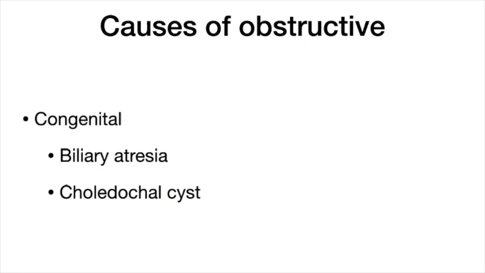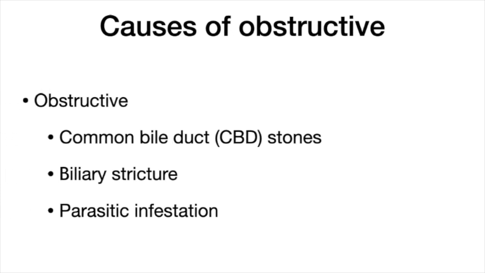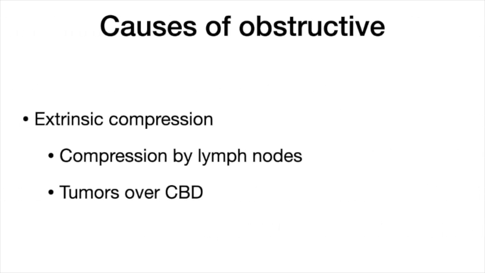So while classifying the causes, these are some congenital causes, that is biliary atresia, choledochal cyst, and inflammatory causes like ascending cholangitis, sclerosing cholangitis, and some obstructive causes like common bile duct stones, biliary stricture, parasitic infestation, and neoplastic causes like CA head of pancreas, periampullary carcinoma, cholangiocarcinoma, Klatskin tumor, and extrinsic compression, that is outside the wall, that is compression by lymph nodes, tumor over the CBD. So let us see some important causes individually.